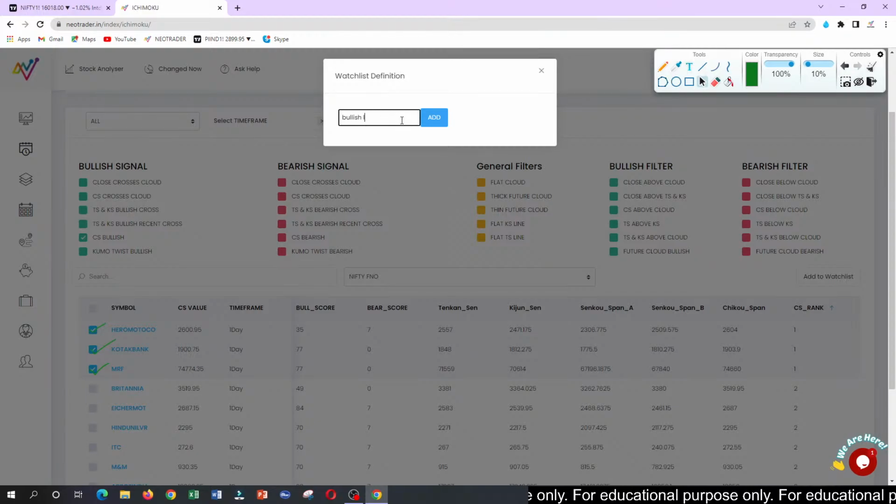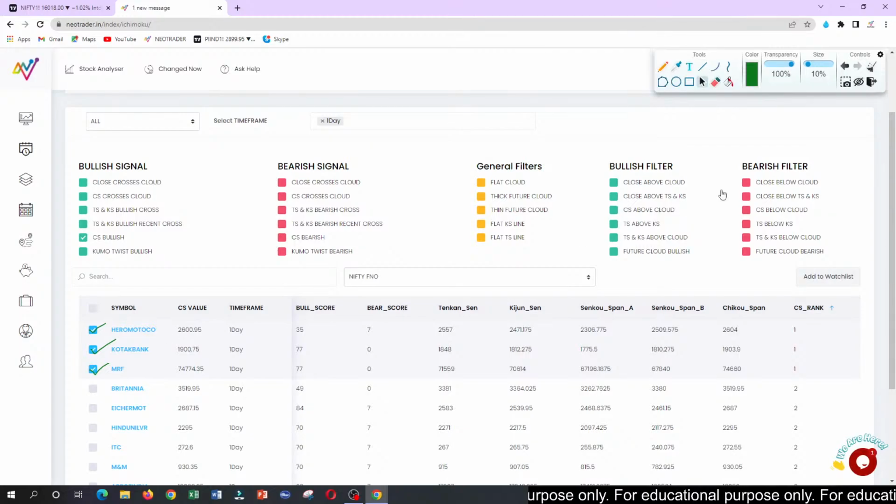Or let me only call it bullish, right? And I have added all of them. I have added all these stocks to my bullish list, right? So as you can see, that is done.